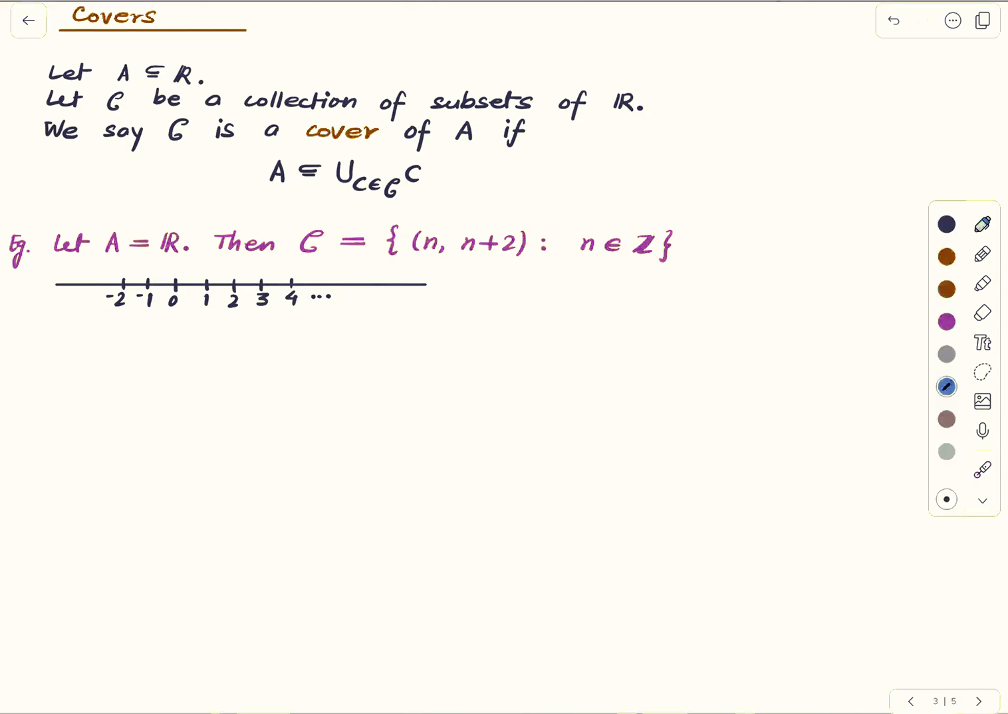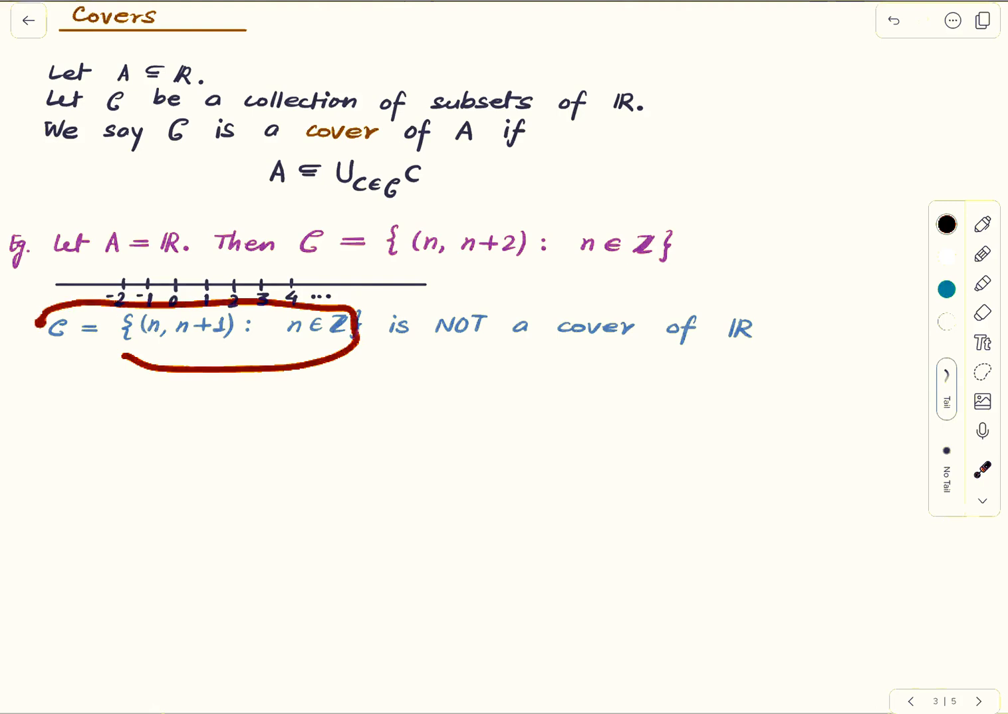On the other hand, if we had defined C as this thing, then this is not a cover of the set of real numbers, because no integer lies in the union of all the elements in fancy C. So, a very simple example.